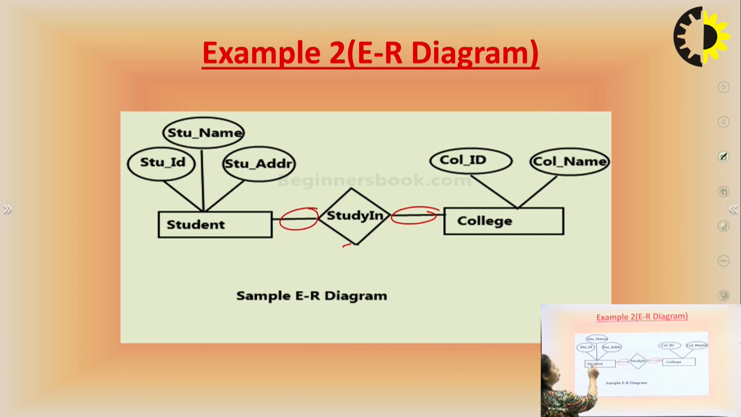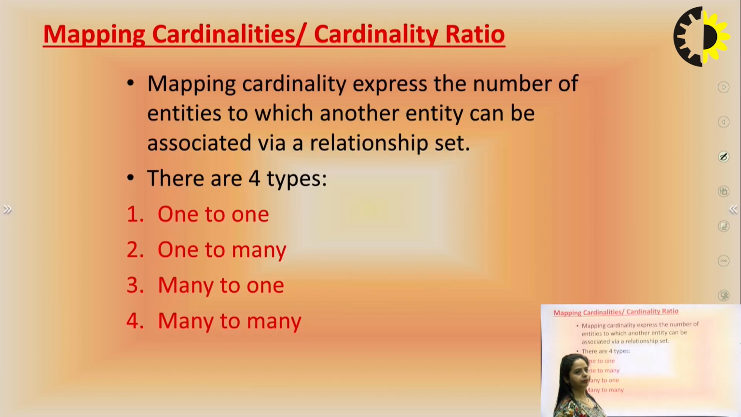Now the student, how many attributes can it have? Multiple attributes. Here we have taken student ID, which will be the primary key, student name and student address. And college can have college ID and college name.